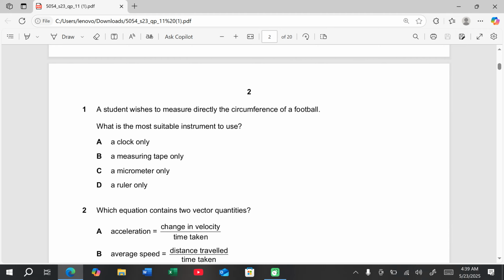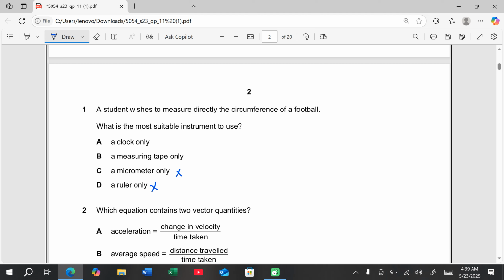The first question says the student wishes to measure directly the circumference of the ball of a football. What is the most suitable instrument to use? You know the football size is a big one, so you will not be using a micrometer for that. A ruler is very straight, so it does not bend, so it cannot measure the circumference of that. A clock is not a suitable apparatus to measure circumference. It is used for the time.